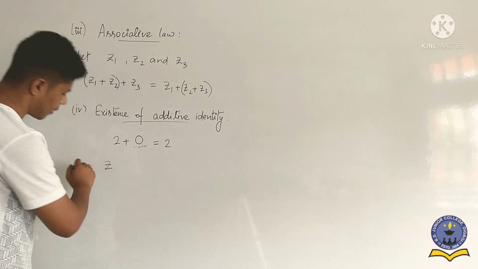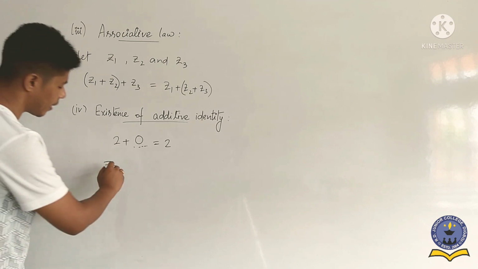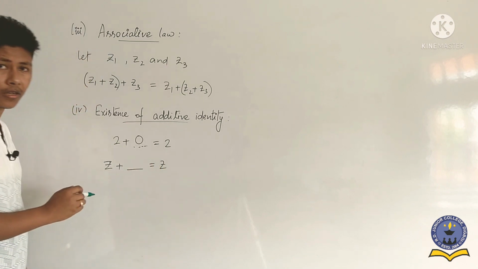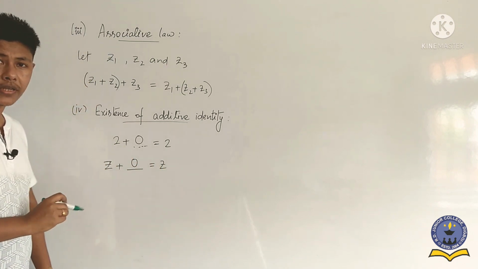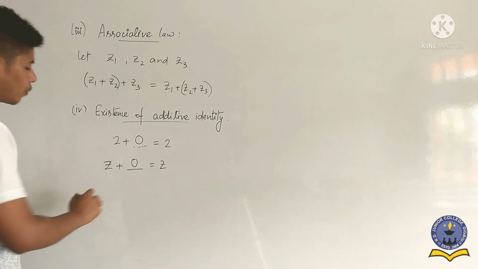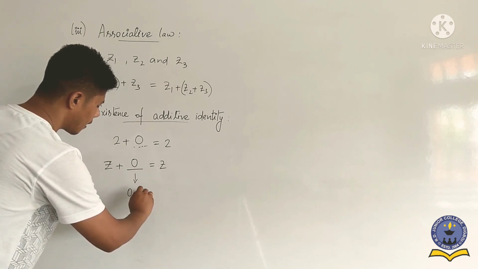From this, if we consider now a complex number, suppose we consider a complex number z. So here with this z, how much do we have to add to get the result z itself? Obviously we have to add 0, but 0 is not a complex number. 0 is what? A real number. But this 0 we can also represent as 0 plus i into 0.